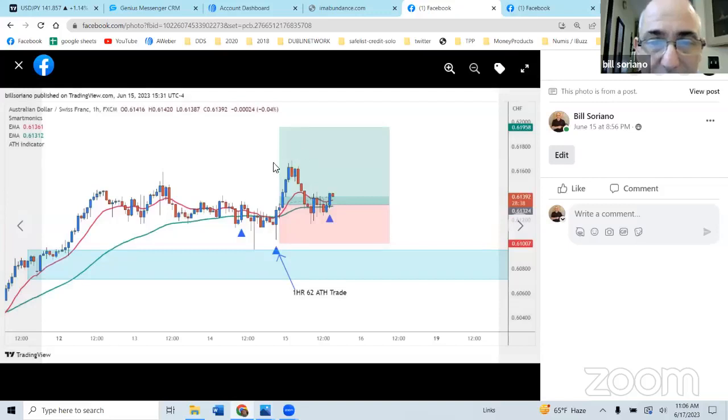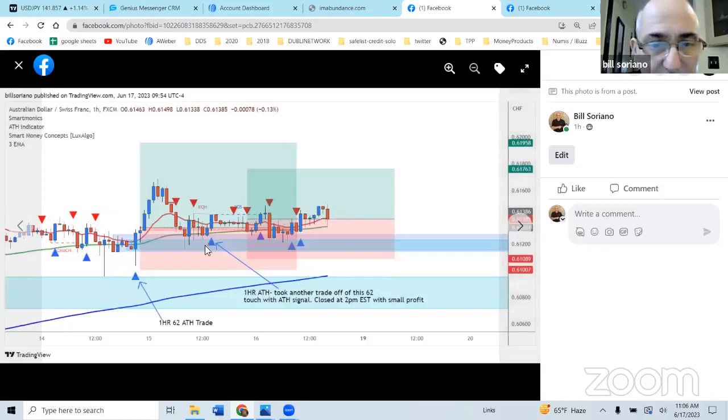Like I said, I closed half the position overnight on this once it was up 30 pips, and then it came down. I got stopped out of the other half at break even. Okay, and then if we see here, I took this trade again off of more pullbacks here to the 62. We got another ATH confirmation right here. You have a break of structure here on the 1 hour. So this is a smart money area here.